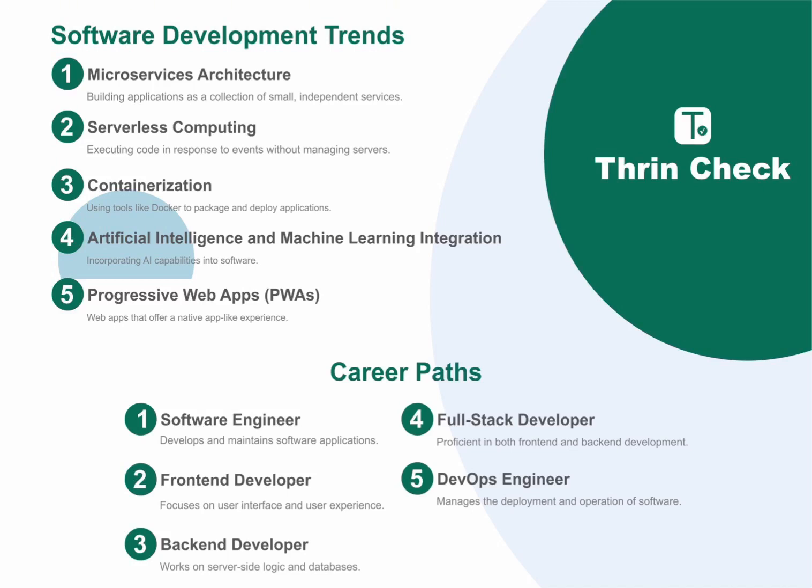Number 4. Artificial intelligence and machine learning integration. Artificial intelligence (AI) and machine learning integration refers to the incorporation of machine learning capabilities and AI techniques into applications, systems, or processes to enhance their functionality, efficiency, and decision-making capabilities. Artificial intelligence encompasses a broader range of techniques and approaches, while machine learning is a subset of artificial intelligence that focuses on training systems to learn from data.